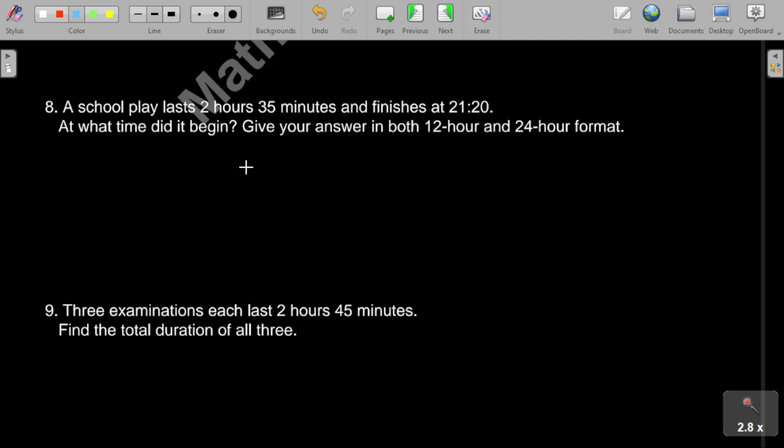A school play lasts 2 hours 35 minutes and finishes at 21 hours 20 minutes. At what time did it begin? Give your answer in both 12-hour and 24-hour format.